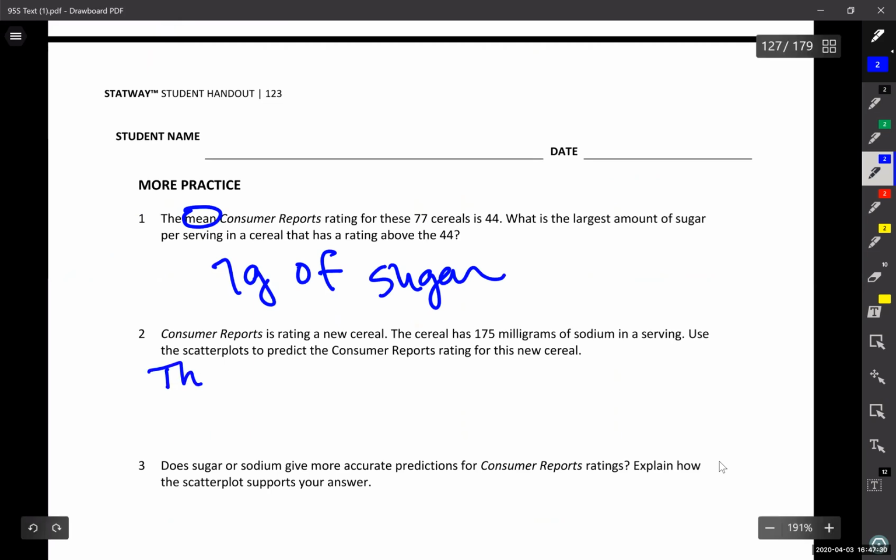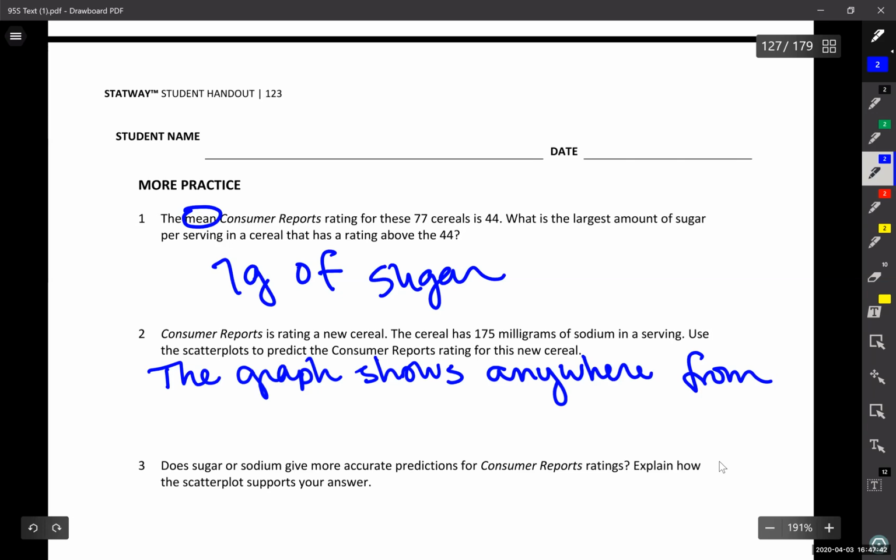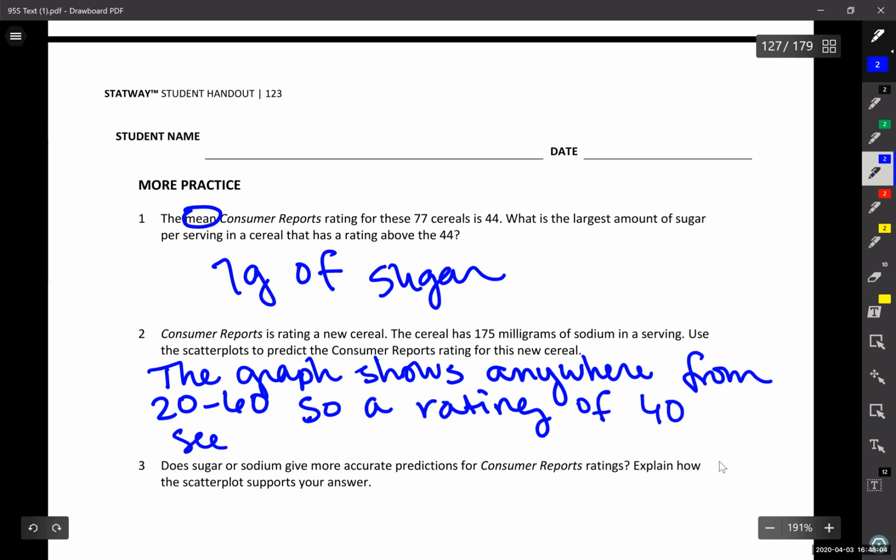So we would say, I'll just write out what I just said. The graph shows anywhere from 20 to 60. This is the rating we're talking about. So a rating, which can have units with it, of 40 seems reasonable.